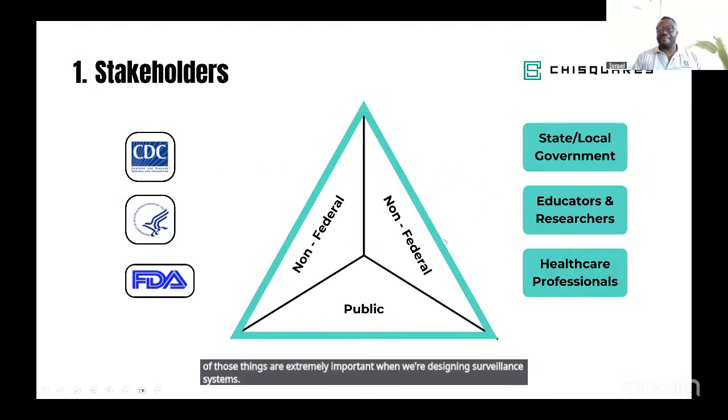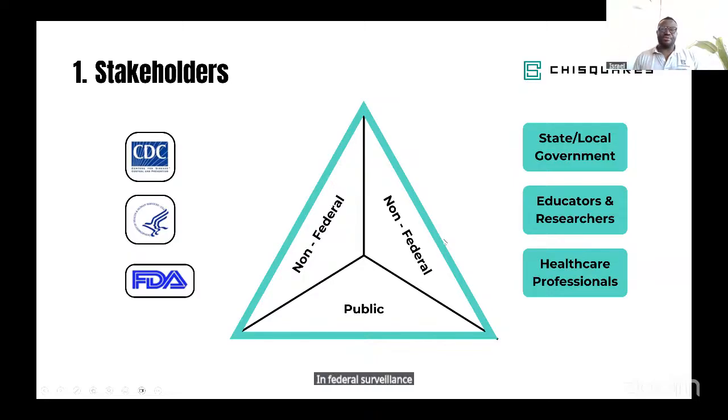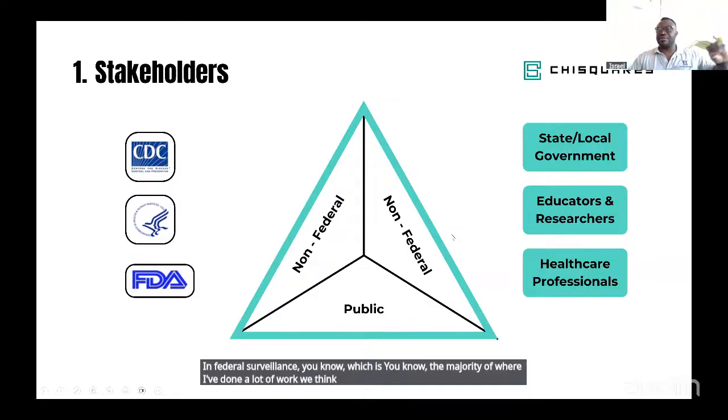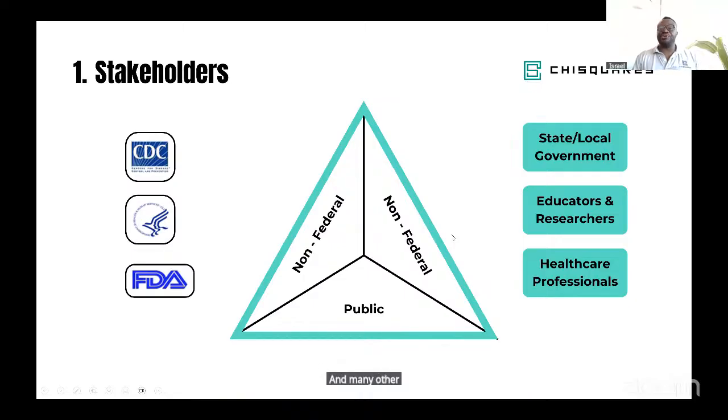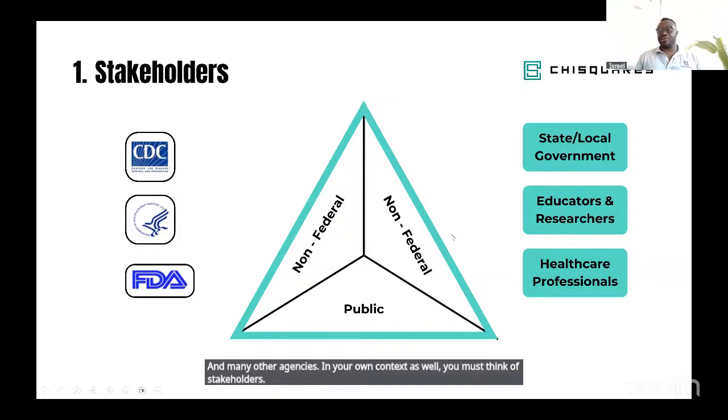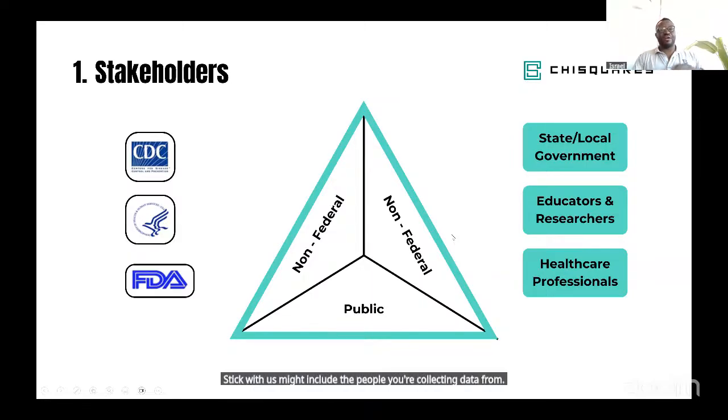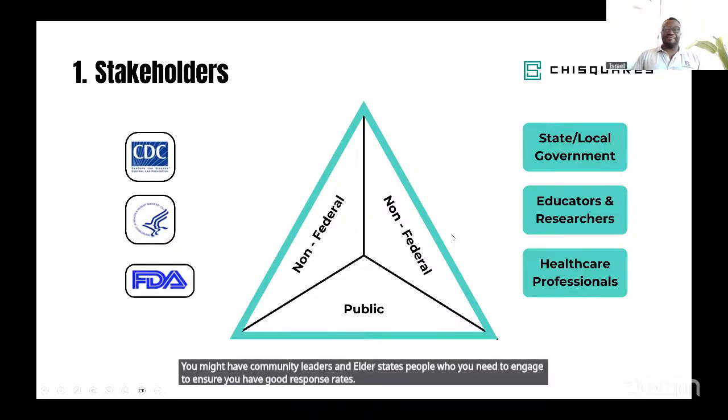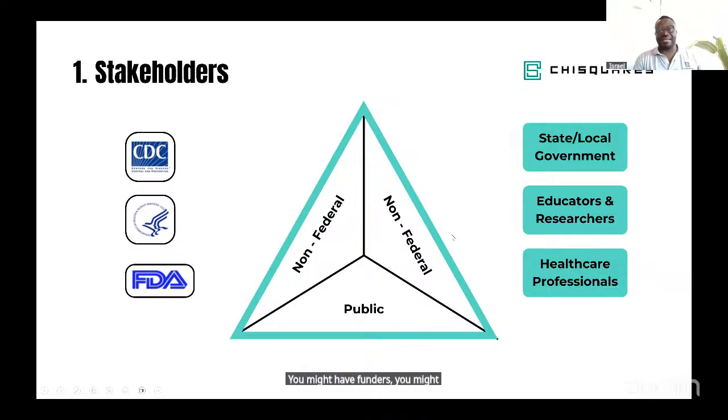In federal surveillance, which is the majority of where I've done a lot of work, we think of partners at the state level, at the federal level. We think of partners in academia and many other agencies. In your own context as well, you must think of stakeholders. Stakeholders might include the people you're collecting data from. You might have community leaders and elder statespeople who you need to engage to ensure you have good response rate. You might have funders, you might have international partners. All of these are stakeholders that you might obviously need to get their buy-in.